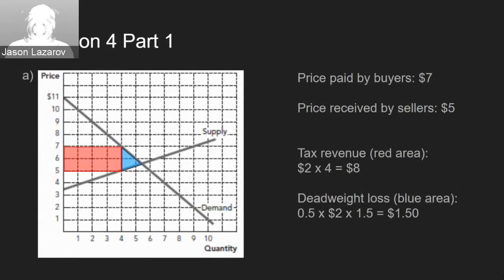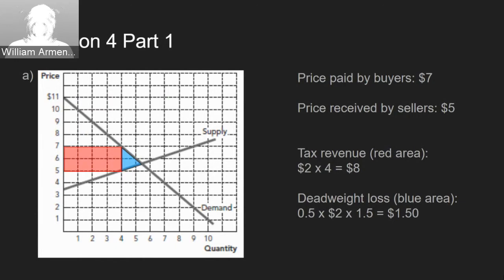So for question 4, in part A, it asks if a $2 tax was imposed, what price would buyers pay and what price would suppliers receive? To make a $2 tax work with this graph, the price paid by buyers would be 7, and the price received by sellers would be 5. And then the tax revenue is just the rectangle, so it would be $2 times the quantity, which is 4, and that equals $8.